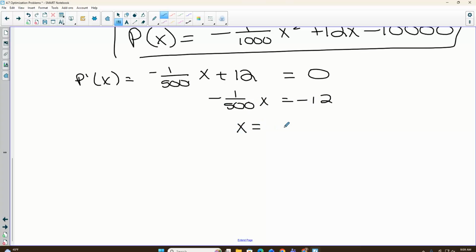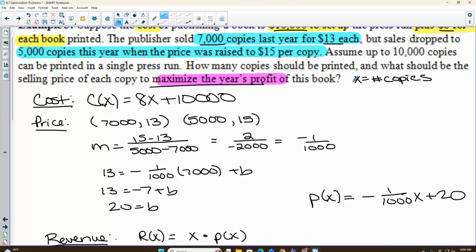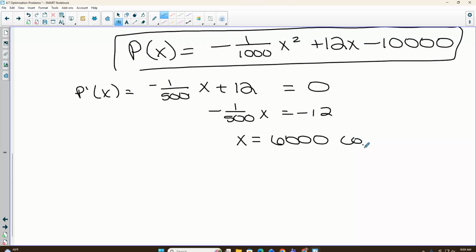Multiply it by negative 500. We get 6,000. So the question was, how many copies? Remember, x is the number of copies, and we just found x equals 6,000. So we will maximize our profit, the most profit we can get, at 6,000 copies.